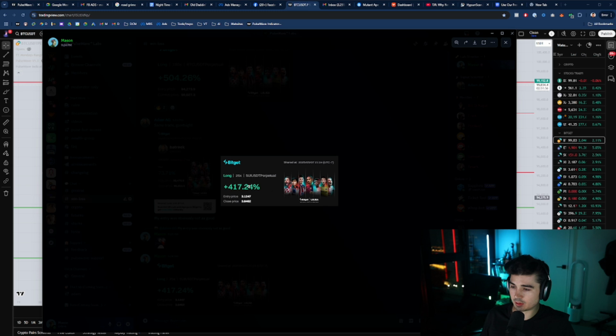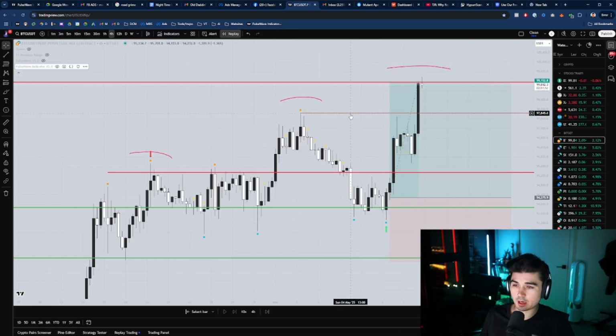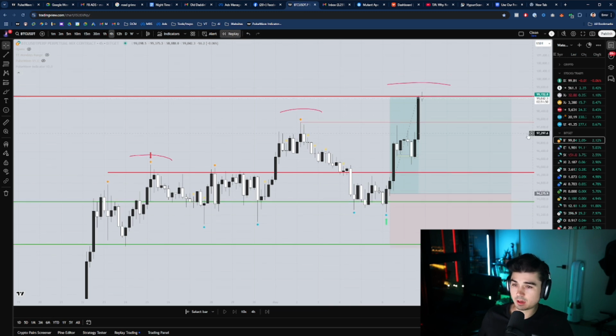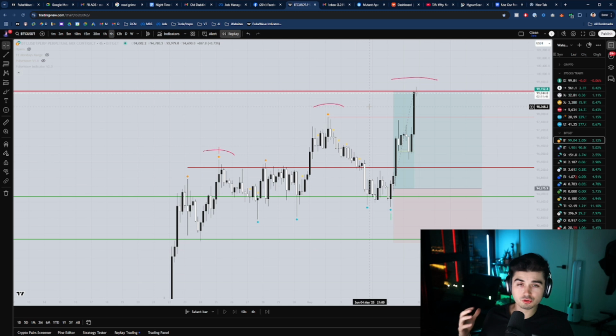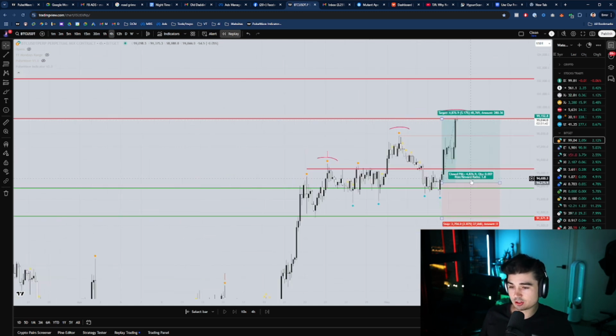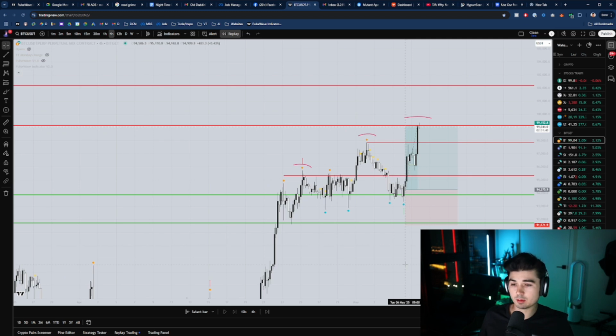And then this is my SUI trade, 417%. But let's dive into Bitcoin right here. This is PulseWave. This is my favorite indicator. This is what I personally use to trade every single day. Everyone who's tried it has loved it. All the feedback has been amazing, and it is just a killer. It is a sniper when it comes to finding levels in trading.